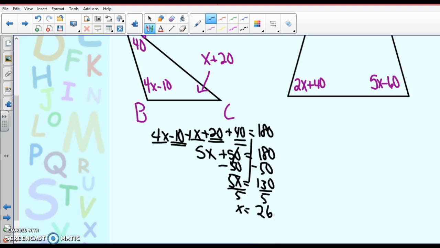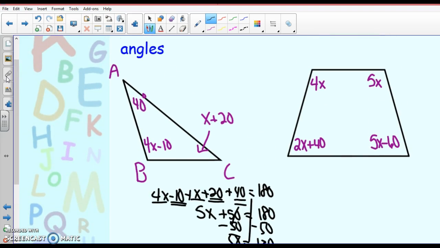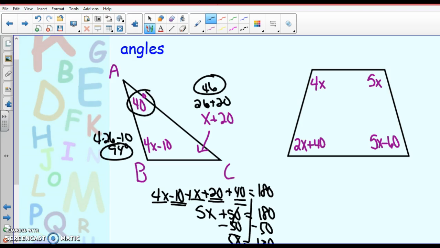I think that's right. Yep, 26. All right. Now, we want to go back and find the angles. So, once we know that x is 26, I'm going to grab my calculator and substitute it back in. So, this will be 26 plus 20 is 46. This will be 4 times 26 minus 10, which is 94. And if I add those 3 angles together, 46, 94, and 40, I will get 180.